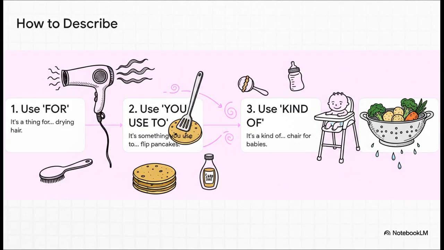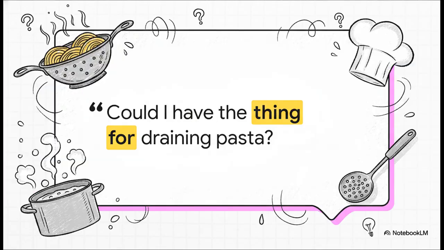If you say, it's a thing for drying hair, everyone will know you mean a hairdryer. Or, it's something you use to flip pancakes. Well, that's obviously a spatula. And it's a bowl with holes. That's our old friend, the colander. See? Simple.